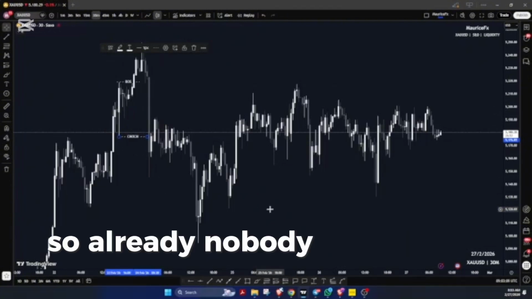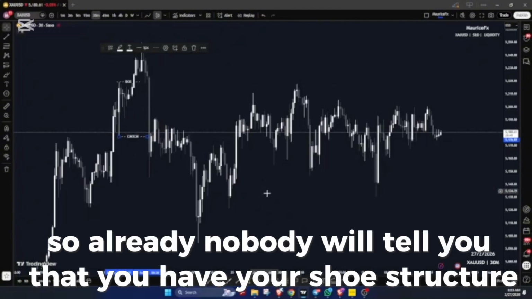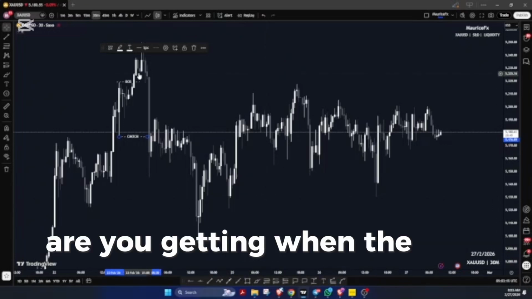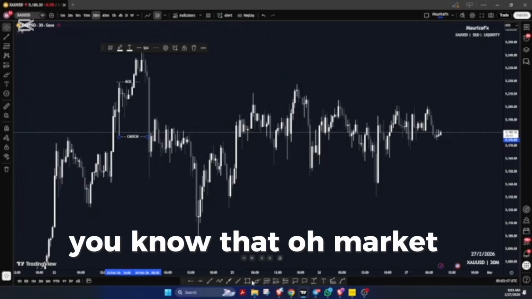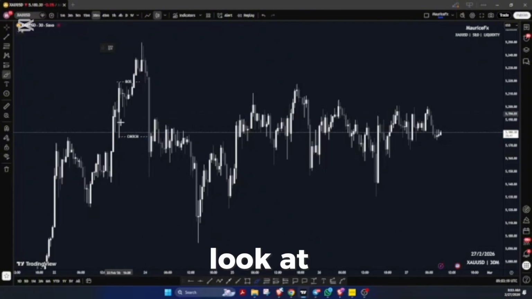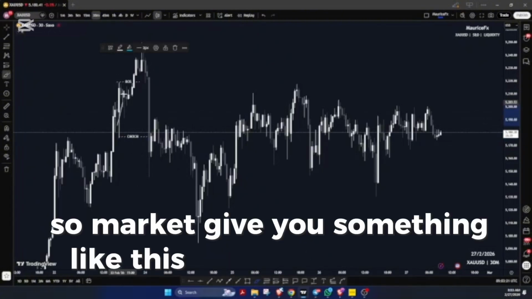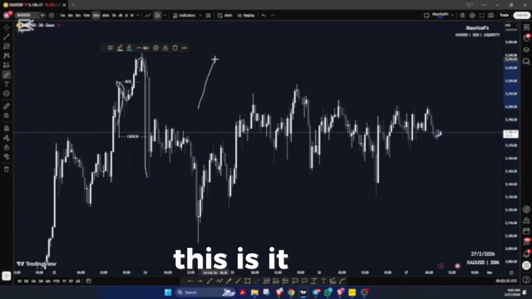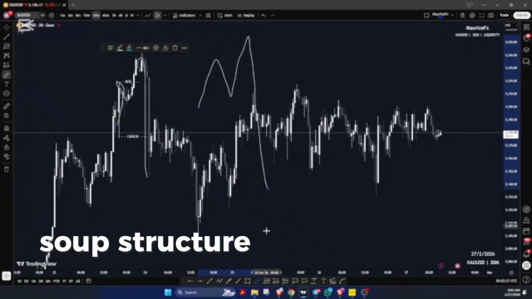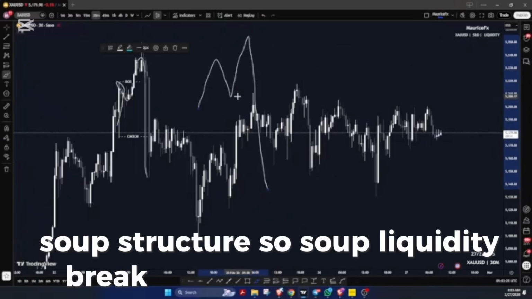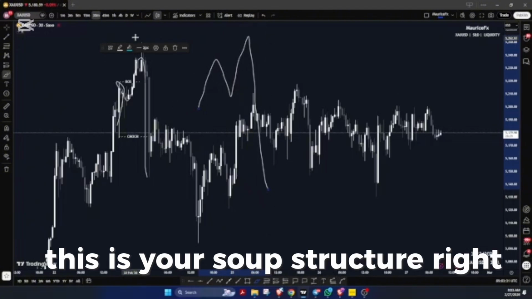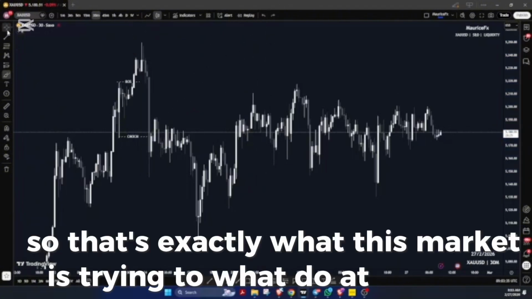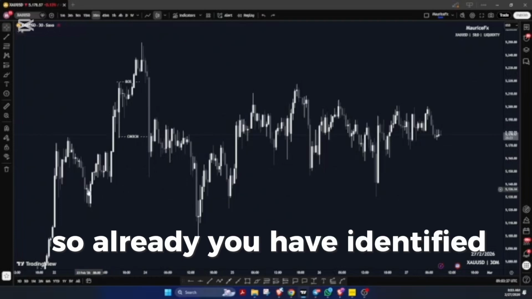So already, nobody will tell you that when you have your swing structure, all you need to do now is to focus on selling. Are you getting it? When the price was doing something like that, you know that, oh, the market is giving you a swing structure. Look at it. The market gives you something like this, a pullback, now the swing structure. This is it. So: sweep liquidity, break or change of character. This is your swing structure, right? That's exactly what this market is trying to do at this level. So already you have identified your swing structure.